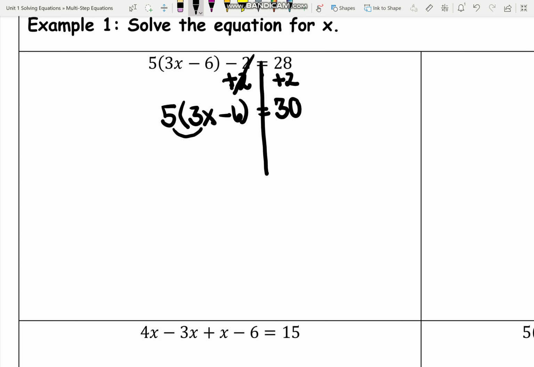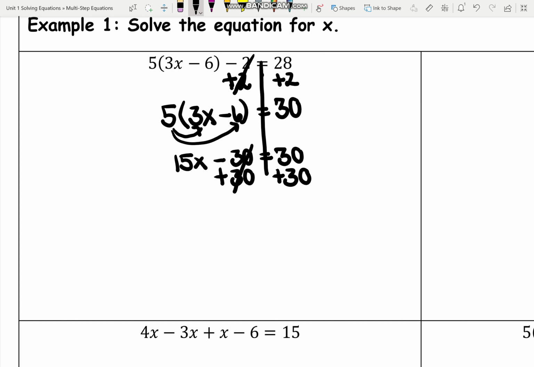Distributing means to multiply. So I'm going to go 5 times 3x, which is 15x, and 5 times minus 6, which is kind of like a negative 6, minus 30 equals 30. So then at this point, I'm going to add 30 to both sides. I'm going to divide both sides by 15, and I get x equals 4.